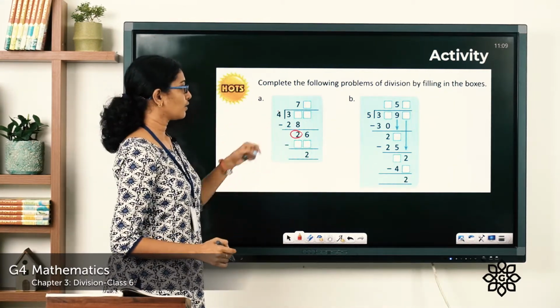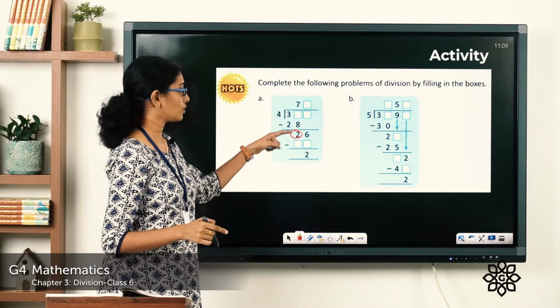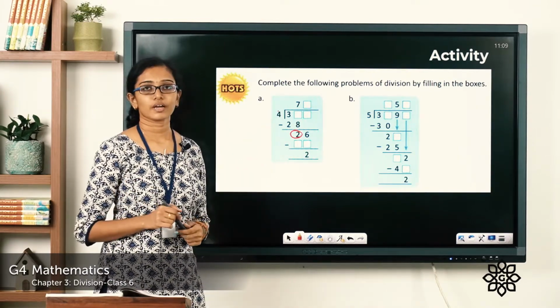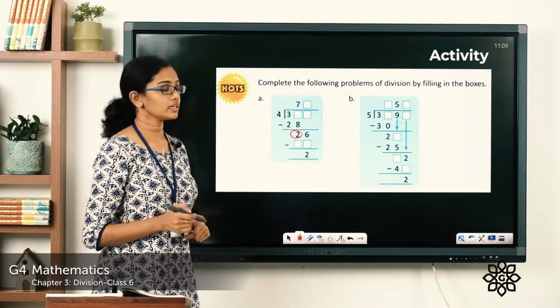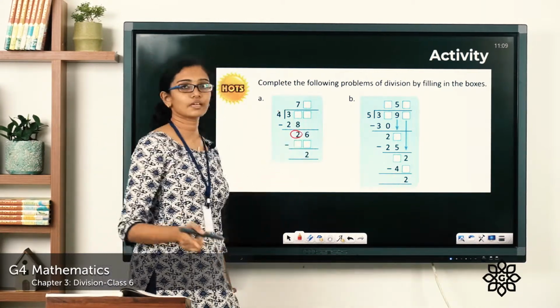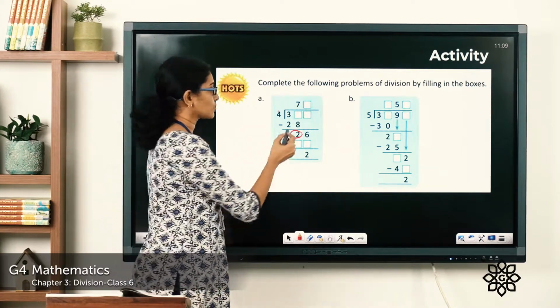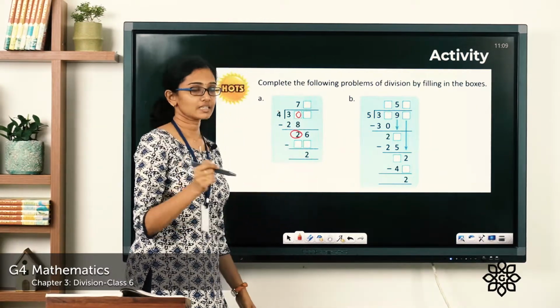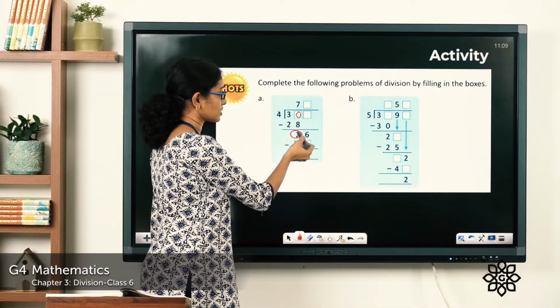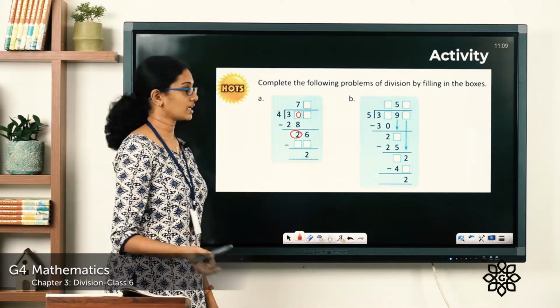How can we find the minuend when you know the difference and the subtrahend? You just add this difference and the subtrahend, right? So 2 plus 28 gives you what? 30. So 3 is already given there. So let's write that 0 here. Now check the subtraction. 30 minus 28. It is 2. So it's correct, right?